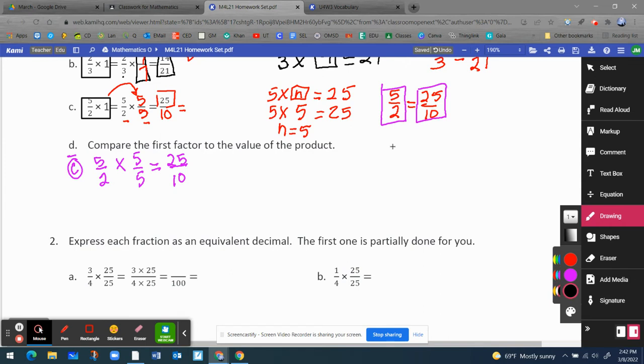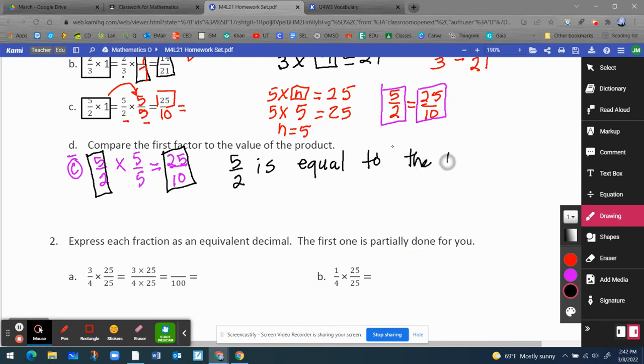What they want us to do is to compare the first factor to the value of the product. So compare the first factor to the value of the product. And what do we find? We find that 5/2 is equal to the product.